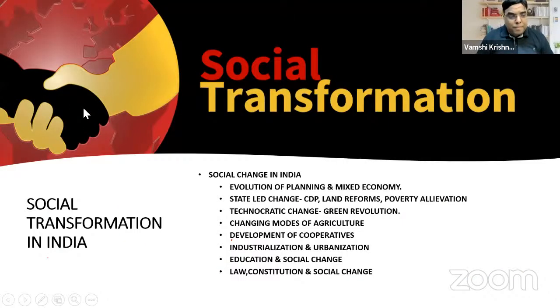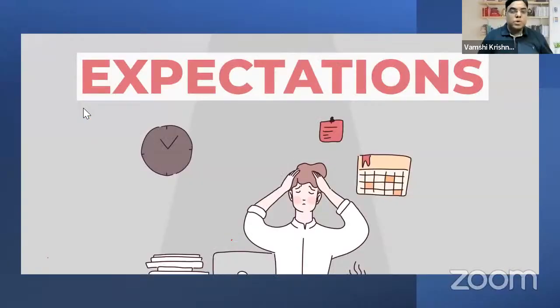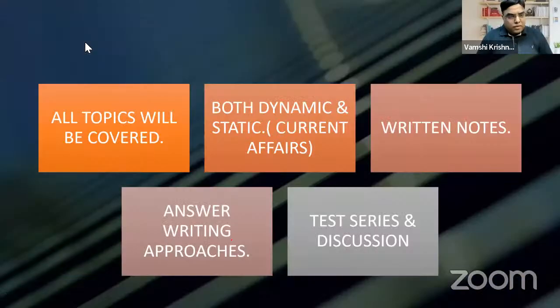And while the social transformation is happening, because Indian society is a mixture of both modernity and traditionalism, there were certain challenges. So what were the challenges that we had to face during the social transformation? This is your portion. Just simple thing. All topics will be covered, both dynamic and static. I'll try to give you written notes and also the approach to answer writing as and when possible. We'll also have a basic test series and a discussion.